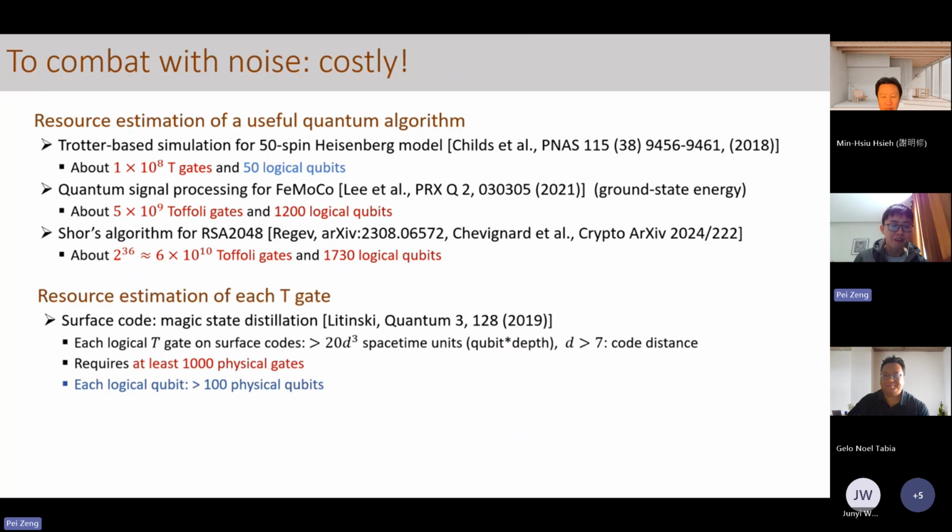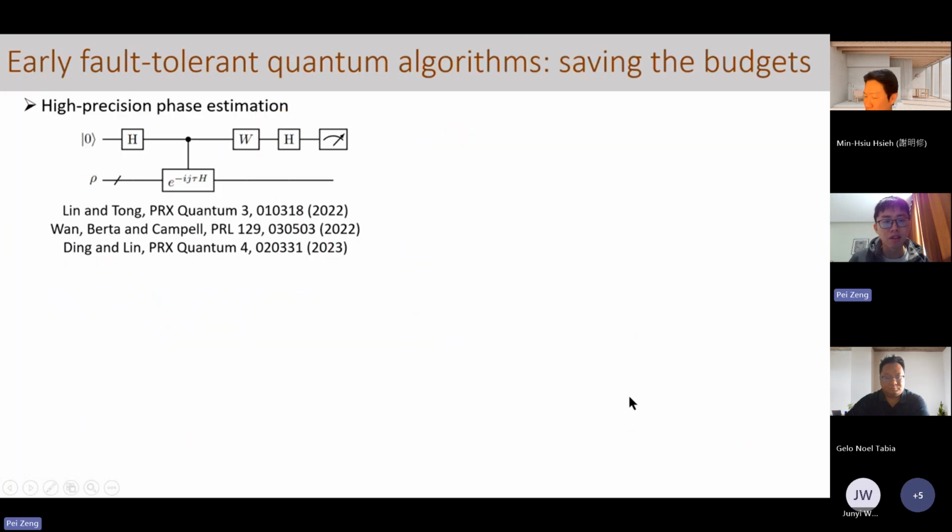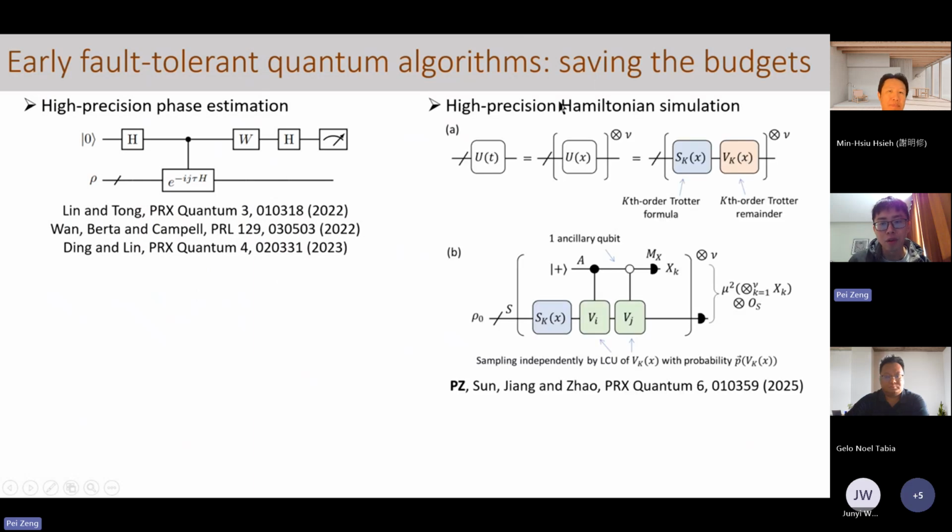Formally, I work on quantum algorithms, trying to reduce the gate count so that we can make the resource requirements for useful quantum applications lower. These early fault-tolerant quantum algorithm designs can be used to reduce the gate count in high precision phase estimation, which is usually for ground state energy estimation, and also Hamiltonian simulation.